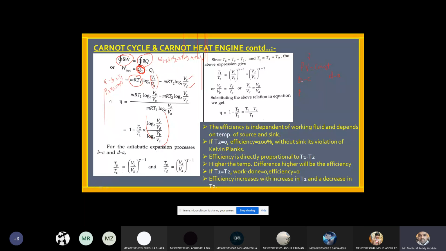Now, if you apply between the process B to C, I can say PB VB power gamma is equal to PC VC power gamma. That is one equation. Let me change the color.